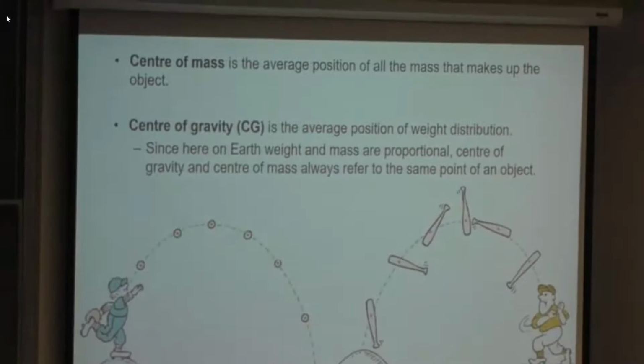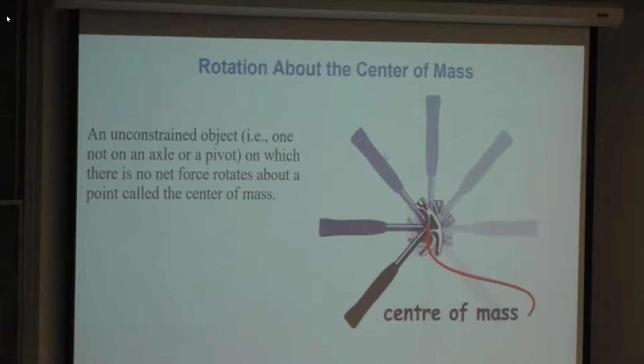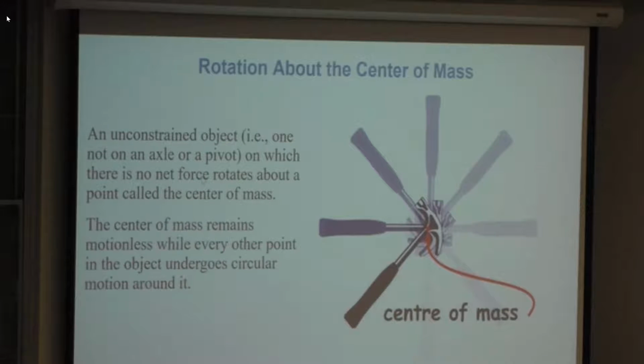So next on the list, I was going to talk a bit about center of mass. We talked a little bit about this. Center of mass and center of gravity happen to be the same because here on Earth, weight and mass are proportional. We had this unconstrained object, on which there's no net force, which rotates about a point called the center of mass if it's out in space or something. Or if it's moving, then the center of mass follows that parabolic path.